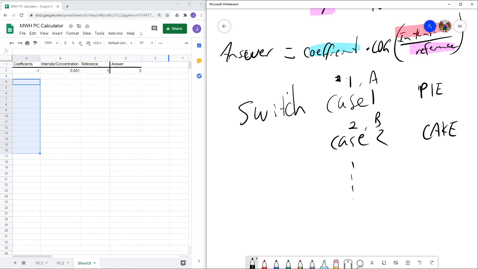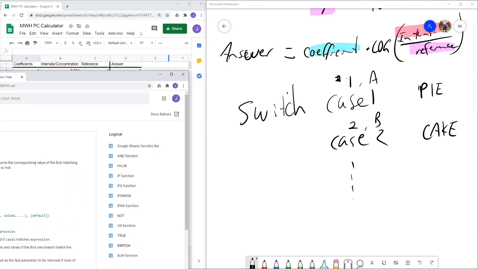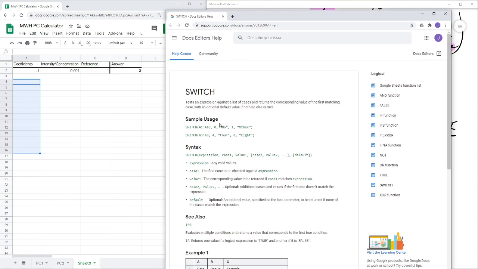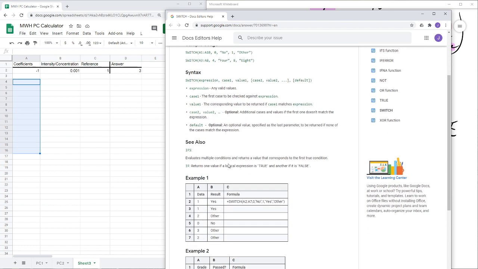Here's our Google documentation. If you want to plug it in, the sample usage is switch, then right here is the range, then this would be case 1. You're checking to see if there's a 0. If there's a 0, it would output a no. If there is a 1, it would output an other. So you can see what this switch looks like, and what it gives out.